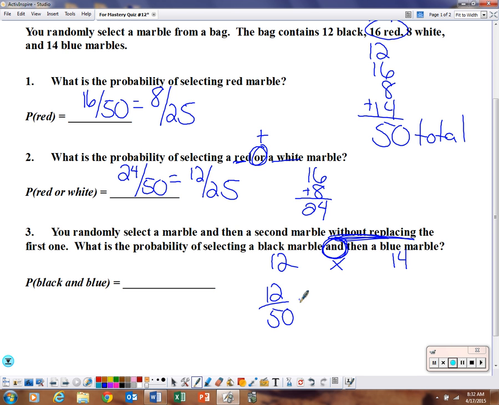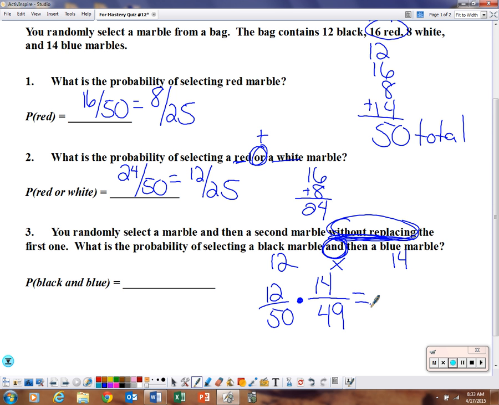And, again, means multiply, so we're going to multiply. But we need to keep in mind it says without replacing the marble. And then picking a blue marble. Well, there's still 14 blue marbles in the bag. But we took out a marble, so that means there's no longer 50 in the bag, but only 49 marbles. All right, multiply those together, and again, you can use your calculator and make sure you use your math fraction button because we want the answer in fraction form.